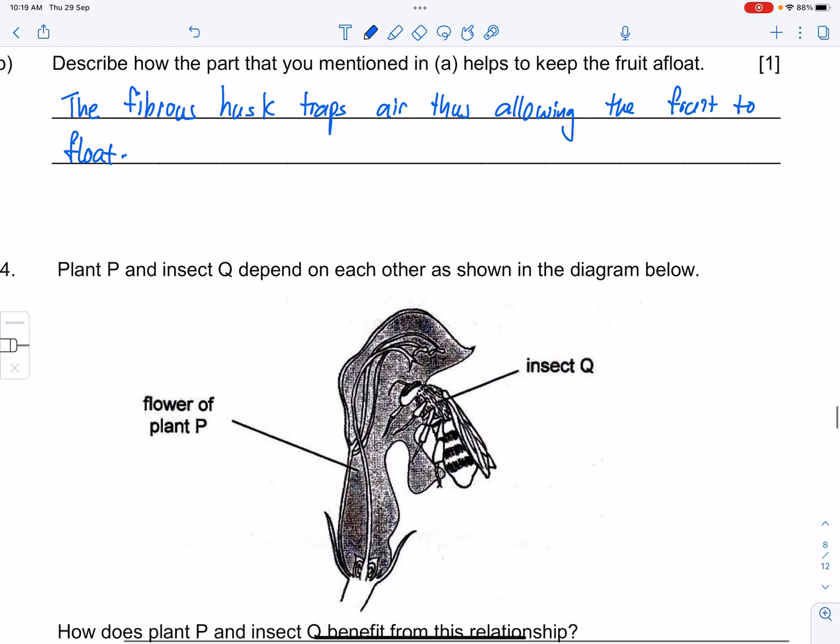Next. Plant P and insect Q depend on each other as shown in the diagram below. When you have a plant and an insect, straight away you know that this is probably pollination that this question is going to ask you. The sad thing is, some of you tell me otherwise.